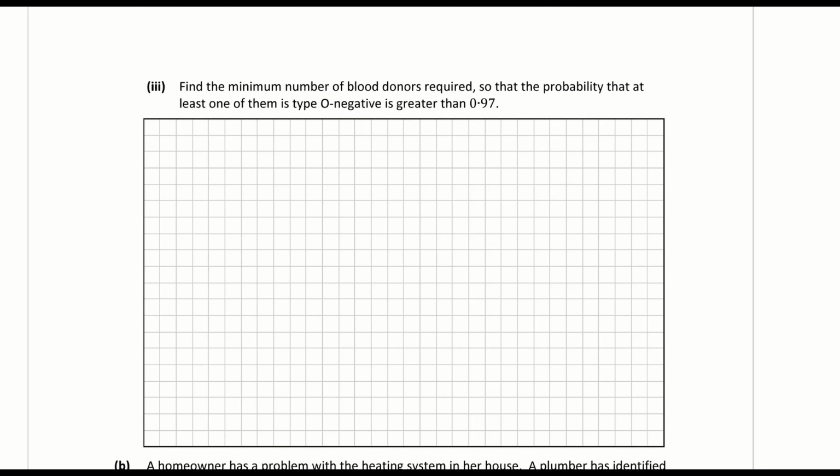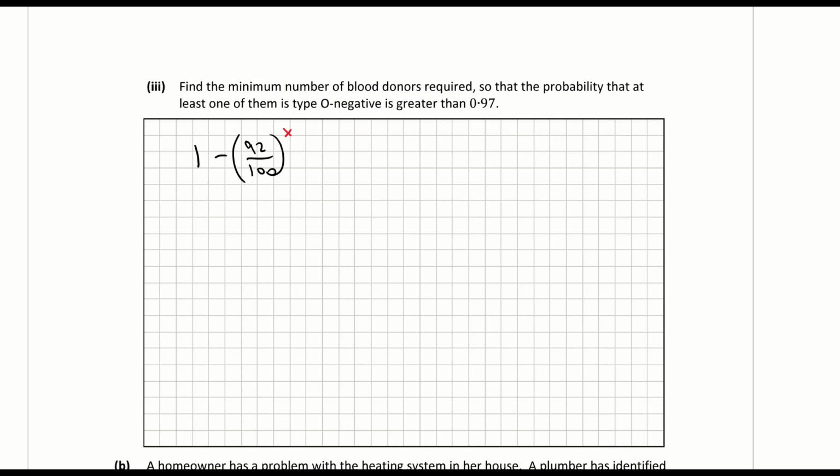Part 3 to that question is using similar information. It wants us to find the minimum number of blood donors required so that the probability that at least one of them is O negative is greater than 0.97. So if you want to scroll back up there or rewind to part 2, you'll notice that 5 donors gave us roughly 0.34. So I'm basically using the same piece of information. Because it says at least one of them, that's my 1 minus my 92 over 100. But what I don't know this time is the power, and that's what I need to find.